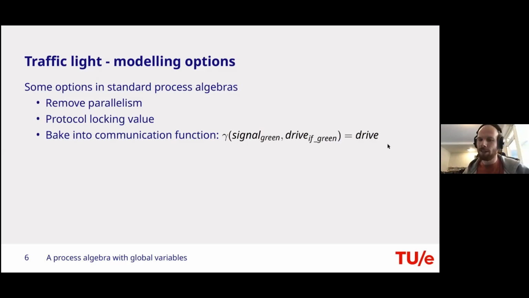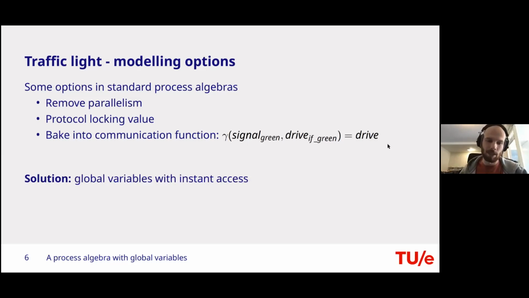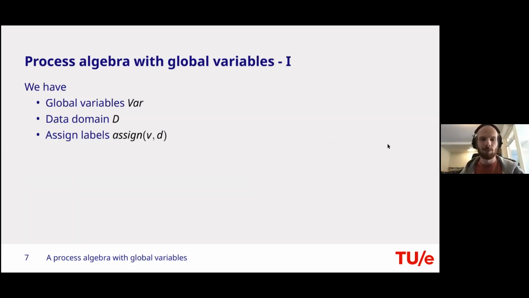And you're kind of mixing sending information and deciding what to do on the information. So you would like to separate this, and you could separate it into global variables that you can access instantly. So we'll see how we can do this in a process algebra.